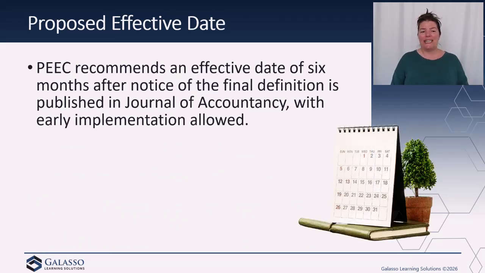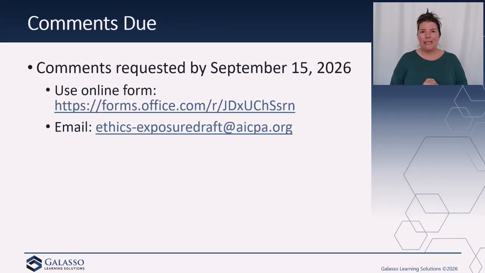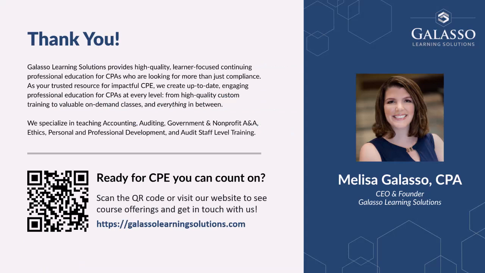They're recommending an effective date 6 months after it's published in the Journal of Accountancy, obviously with early implementation allowed. Comments are due next month, September 15th, and you can either use an online form that streamlines your feedback, or if you want to mail a formal letter, you can do that to ethics-exposuredraft@aicpa.org.